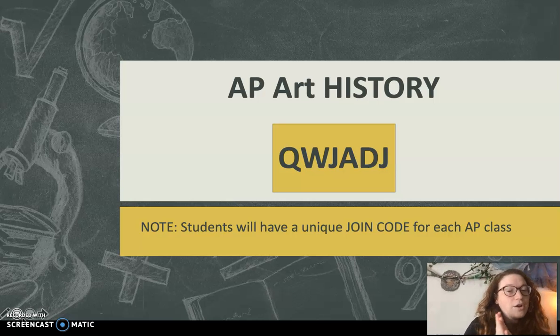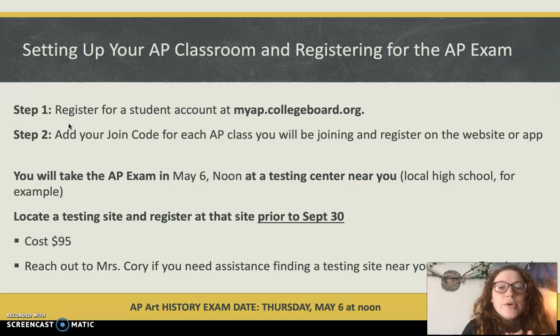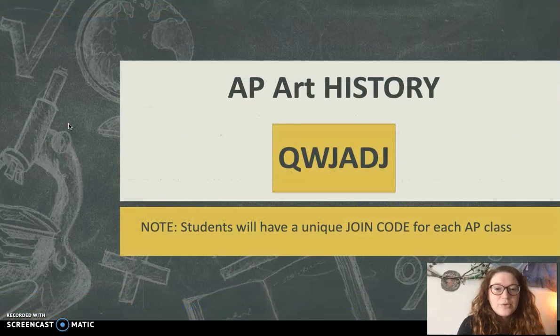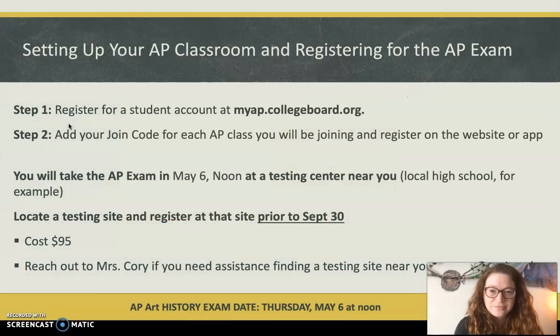So, to start off, our join code is QWJADJ. I'm going to go forward and backwards so that you can see the rest of the steps here. This is going to be unique for each AP class. You're going to go to myap.collegeboard.org. If you already have an account with myap.collegeboard.org, you don't have to sign up again, you just sign in. But if you're new to AP classes in general, definitely do that. Step two is to add your join code, which is once again QWJADJ. That will register you with the website, app, and our class.